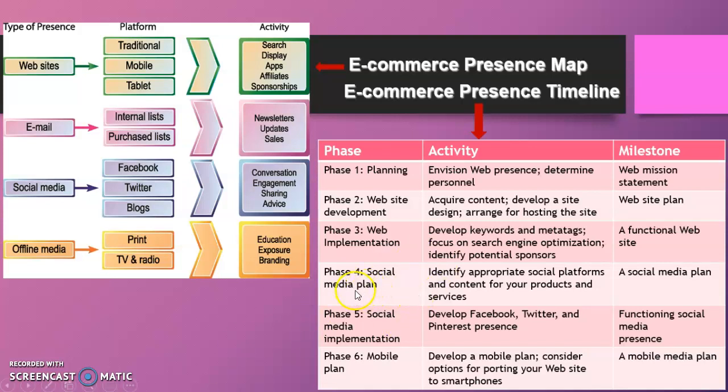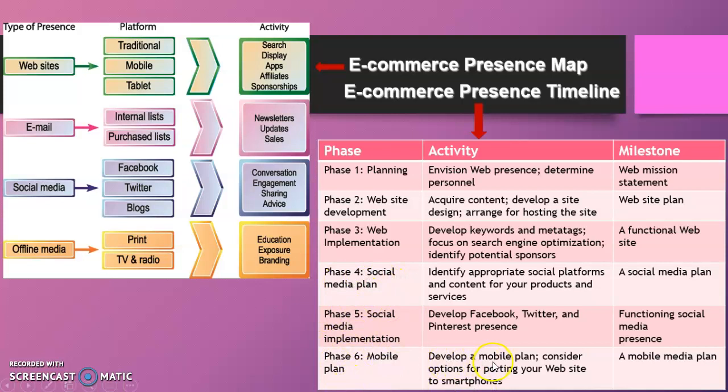The next phase is about social media. We have to plan what platform we want to use, what the content is, and how you want to come out with the social media. Then you have to implement and develop it. You must have the Facebook account, the Facebook page, Twitter, Pinterest, and whatever functions there are for social media, you have to use them. And the last one is for mobile. This one is for website, this one is for social media, and this one is for mobile.